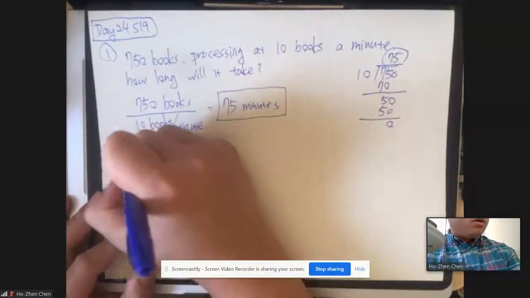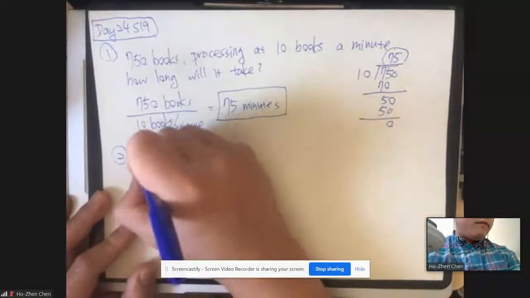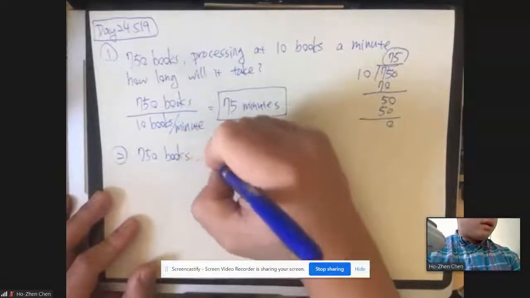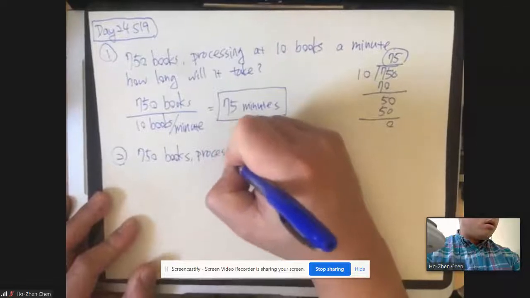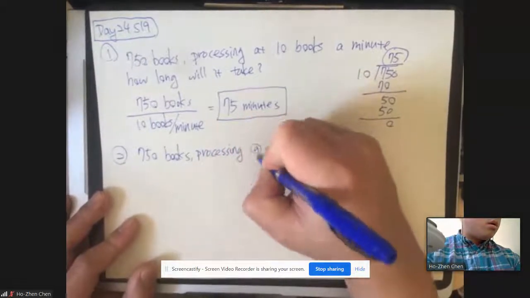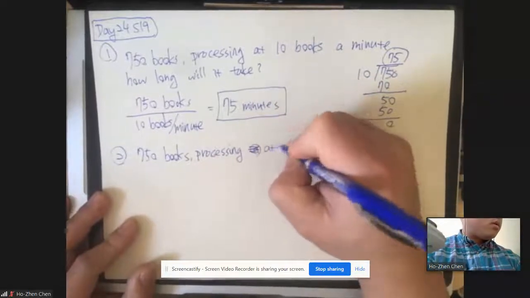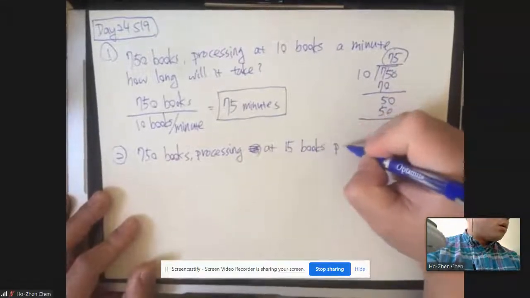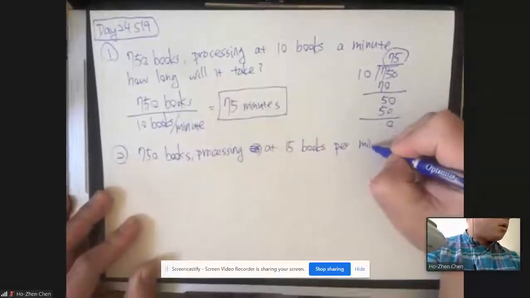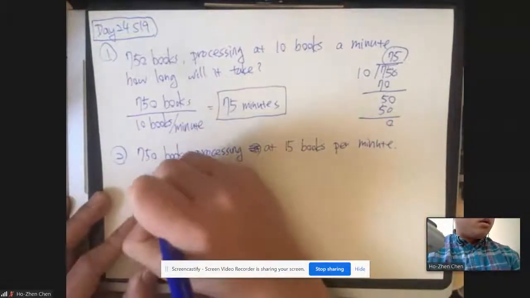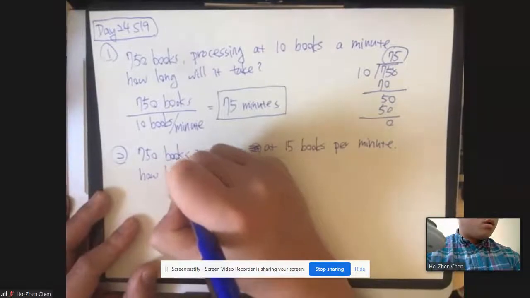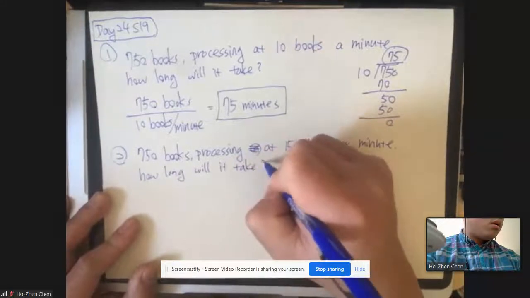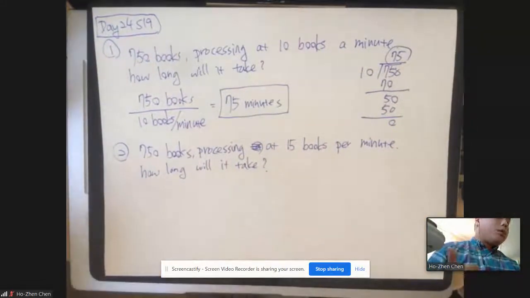It's very similar. So 750 books, processing at 15 books per minute. How long will it take? Same question again, and so the same procedure will follow.